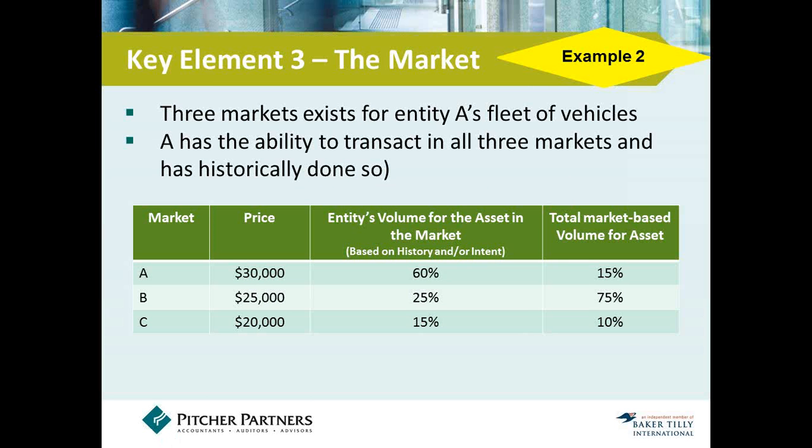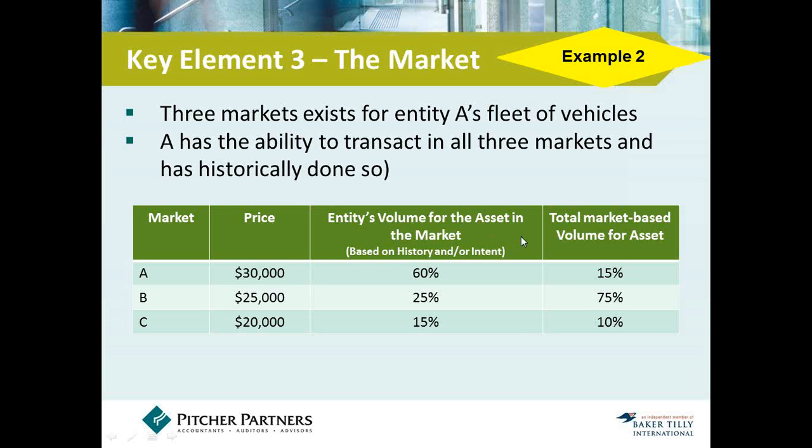Let's say in this instance, 3 markets exist for entity A's fleet of vehicles. A has the ability to transact in all 3 markets and has historically done so. Right, so 3 markets, we've transacted in all 3. Now again, I give you market A, B, C. I give you the price in each market.